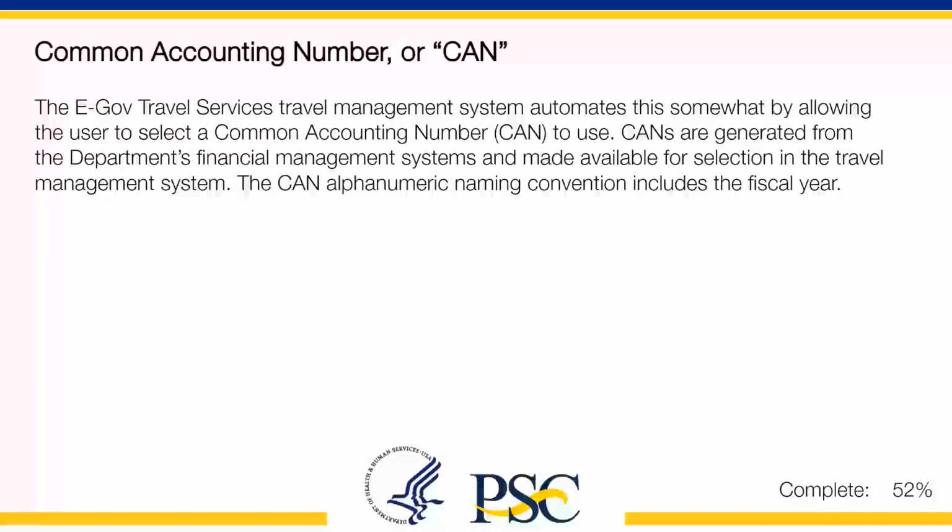The eGov Travel Services Travel Management System automates this somewhat by allowing the user to select a common accounting number, CAN, to use. CANs are generated from the department's financial management systems, and made available for selection in the travel management system. The CAN alphanumeric naming convention includes the fiscal year.